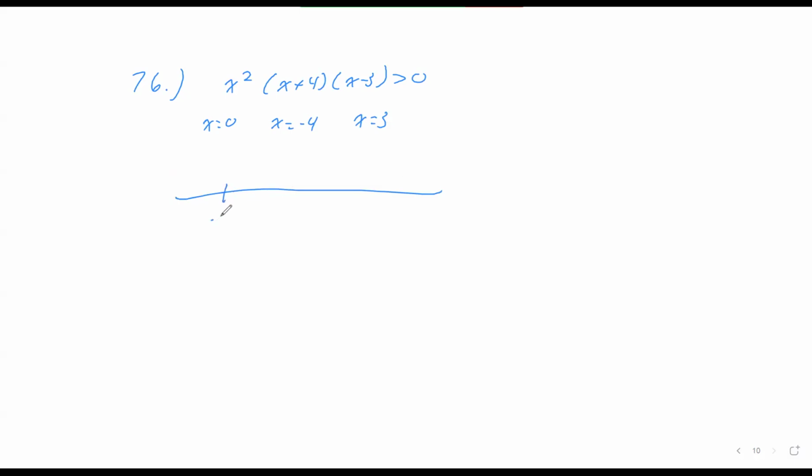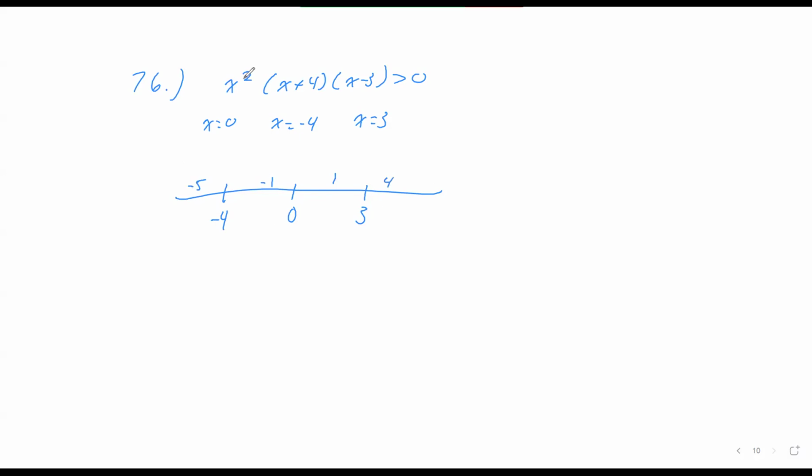We'll look at number 76. That's going to be x squared, x plus 4, and x minus 3 is greater than 0. Again, it's already solved for you, so x squared would end up being x equals 0. This would be x equals -4, and this would be x equals 3. So I'd use my test point or boundary points: -4, 0, 3. Choose my test points: -5, -1, 1, and 4.